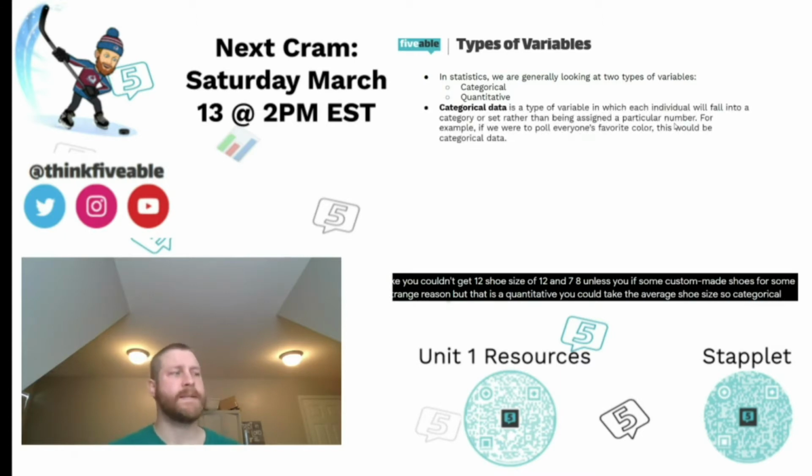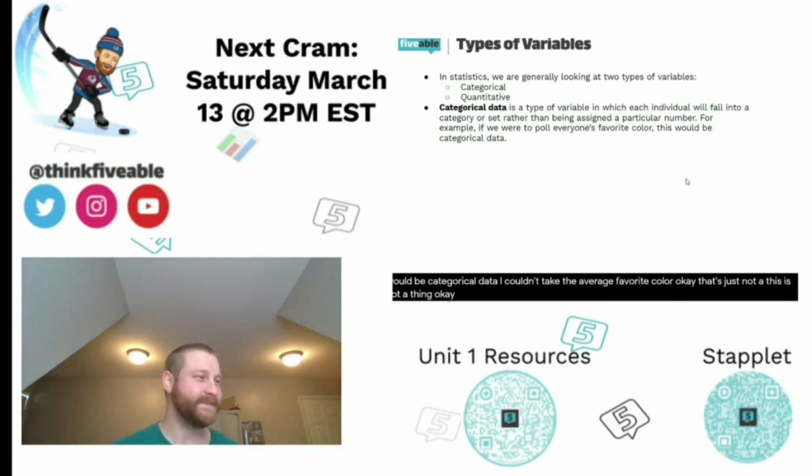So categorical data is a type of variable in which each individual falls into a category or a set rather than being assigned a particular number. For example, if we were looking to poll everyone's favorite color, this would be categorical data. I couldn't take the average favorite color. That's just not a thing. So you like red, you like blue, you like green. Maybe you're more exotic and you like something like coral. But either way, you fall into a color category. I can't say the average is red and a half. That doesn't make sense.